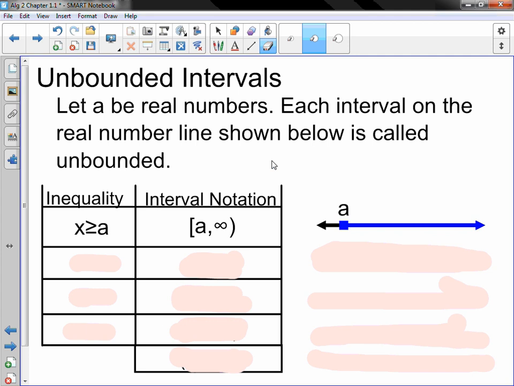So again, infinity, we can never really reach it. And that's why they have that open parenthesis, because it's a number we can't get to. So we always use a parenthesis whenever we talk about infinity in interval notation. Now we also have X is greater than A. So A is not included. On this one, because A is not included, there's not an equal sign in our inequality, we use a parenthesis.